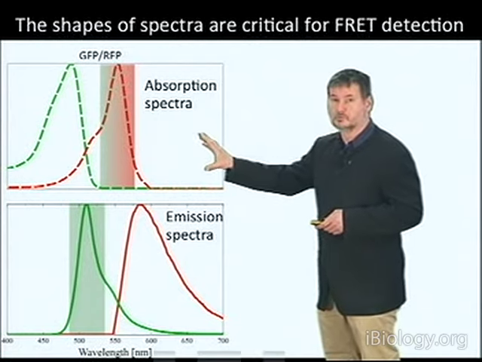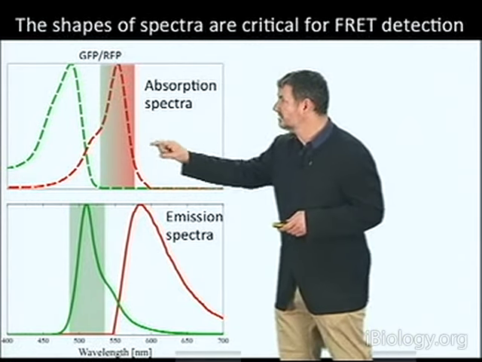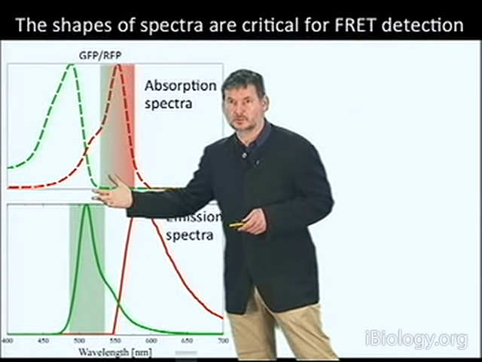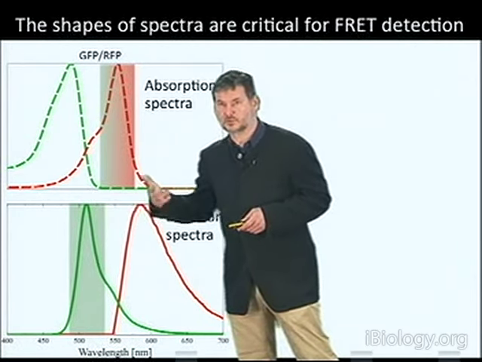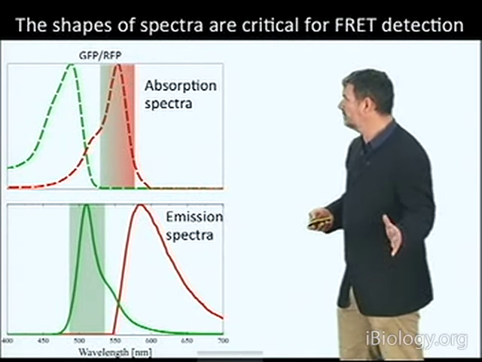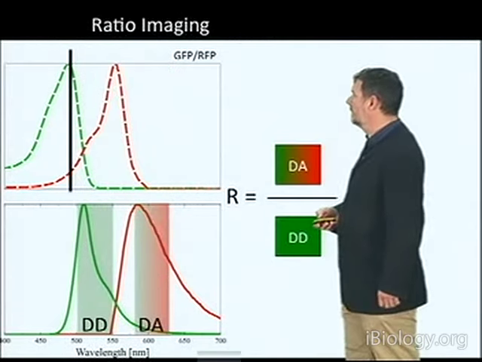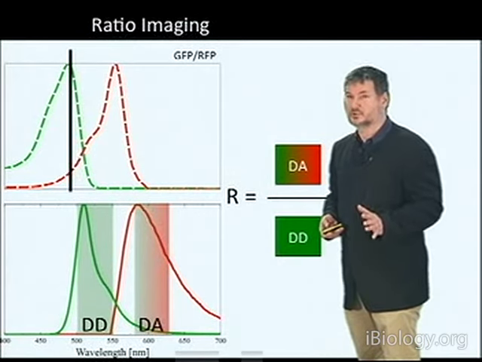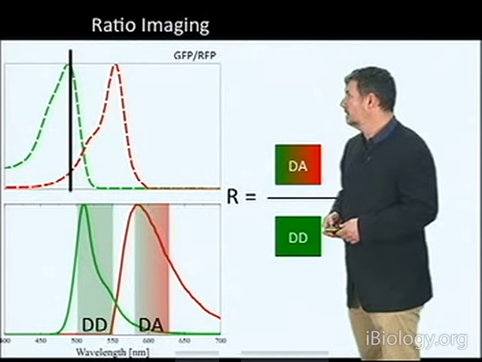So these two, specific excitation of the acceptor and specific detection of the donor, are relevant to what I'm going to elaborate on when we talk about doing a FRET measurement in a microscope. So this is the most straightforward and simple approach, which has been used a lot in the past.